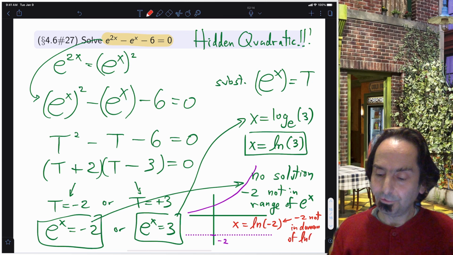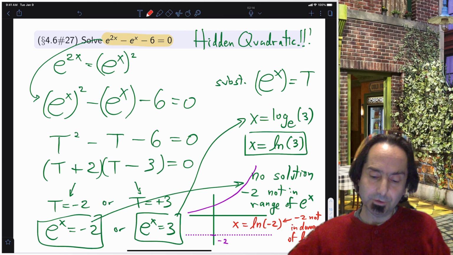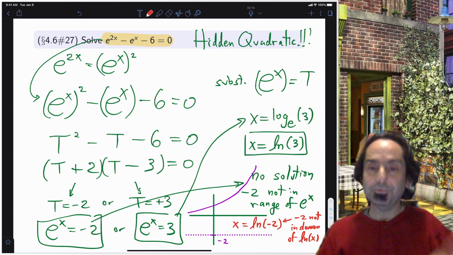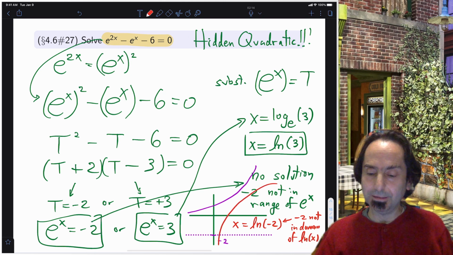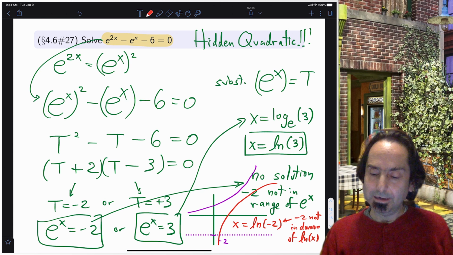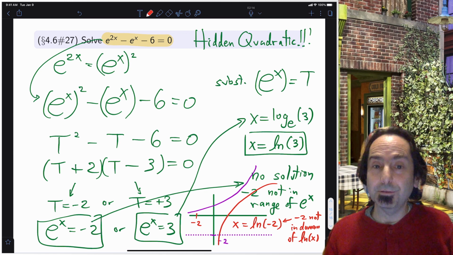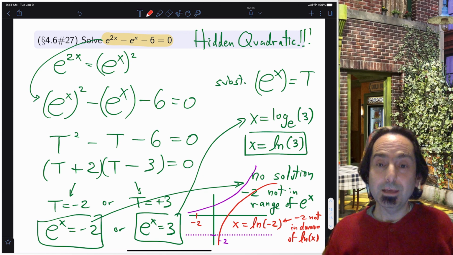of the natural log of x, because the natural log of x is the inverse function of the exponential, so it looks something like that, and negative 2 would be here. It's not in the range. It's not a valid input for the logarithm function.